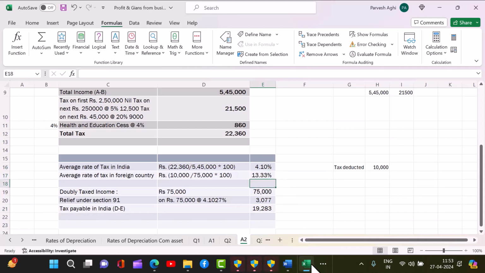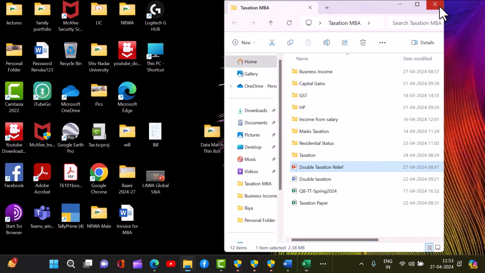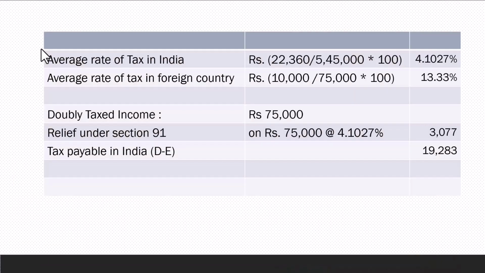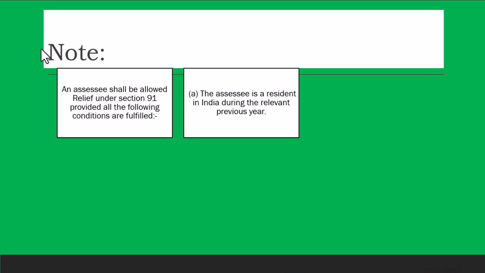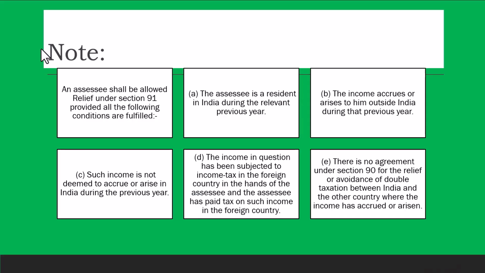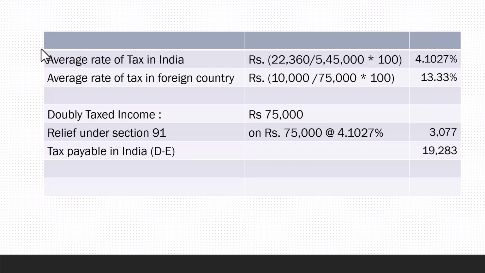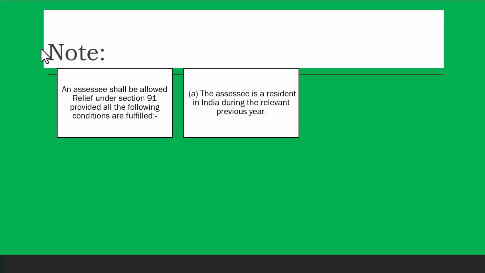Okay. So now we can take another question. You can raise any question. So let's see this, where things will get clear. First of all, read this, Suraksha. So this is a relief under section 91. Yeah. So in this question, there was no tax treaty relief. So it was unilateral relief under section 91. So read this.